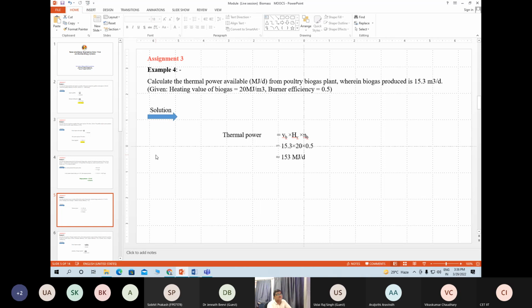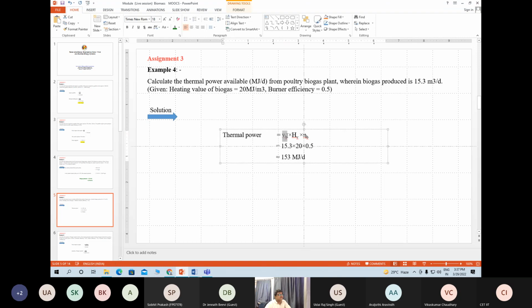Similarly, if you see this example, I think this is one of the simple examples I have given in this assignment: just calculate the thermal power available, and all the data is given. You have to simply multiply, because if you have gone through the lecture session properly, the thermal power available can be easily calculated from the volume of the biogas available, its calorific value, and the burner efficiency. What is the burner efficiency?